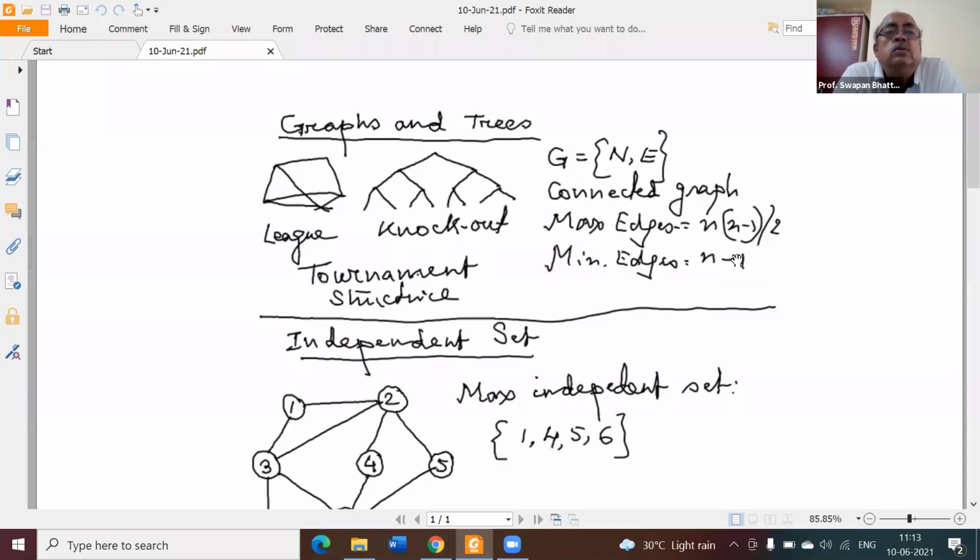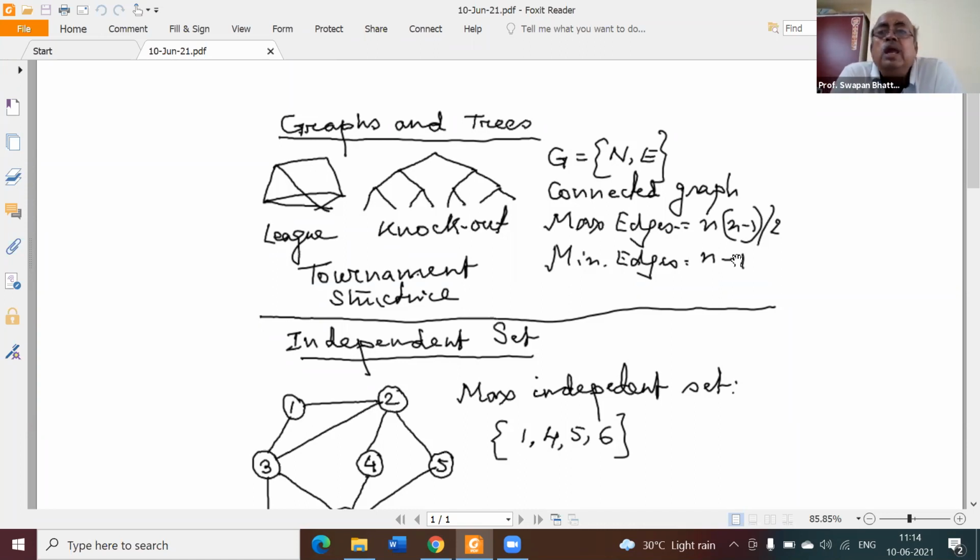In this case, we have 1, 2, 3, 4, 5 nodes. So if this is a complete graph, then what will be the number of edges? 5 into 4 by 2, that is 20 by 2, that is 10. And since we are multiplying n by n minus 1, at least one of them will be even. So we are sure that it will be divisible by 2.